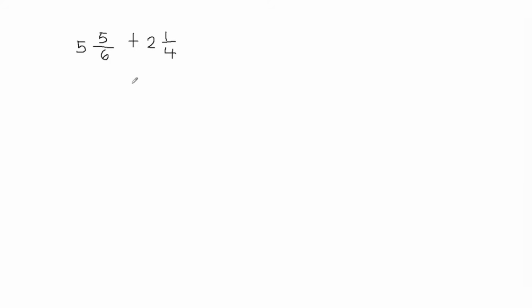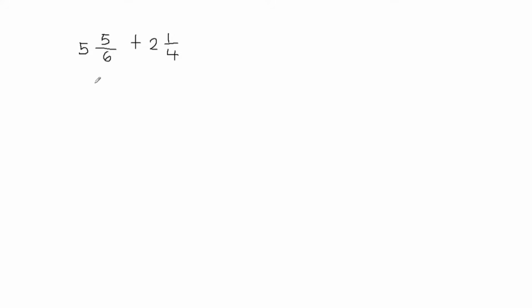Hi, in this video we'll learn how to add mixed fractions with unlike denominators. So the first thing we're going to do is convert these mixed fractions into improper fractions. To do that, we're going to multiply the whole number with the fraction's denominator first, and then whatever we get, we're going to add that to the numerator. So let's first multiply the whole number with the fraction's denominator. So 5 times 6 will give me 30, and 30 plus 5 is going to give me 35.